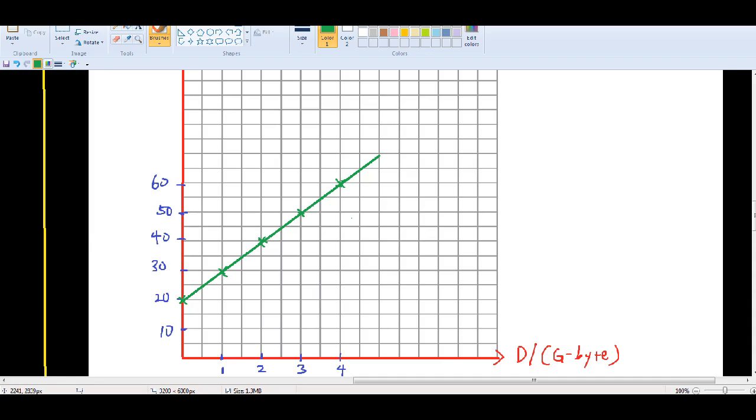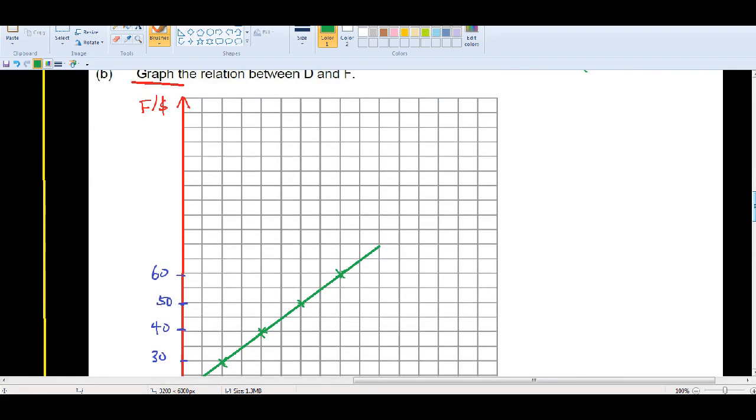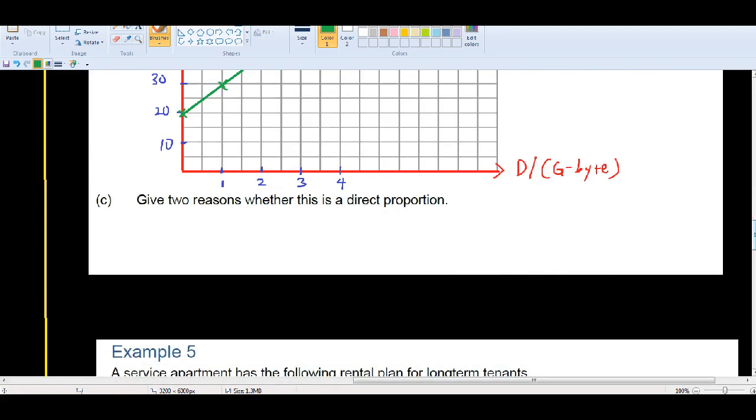So that's how it looks like. You see this of course is a linear relation because you see a straight line, but give two reasons whether this is a direct proportion. No. So let's answer it.